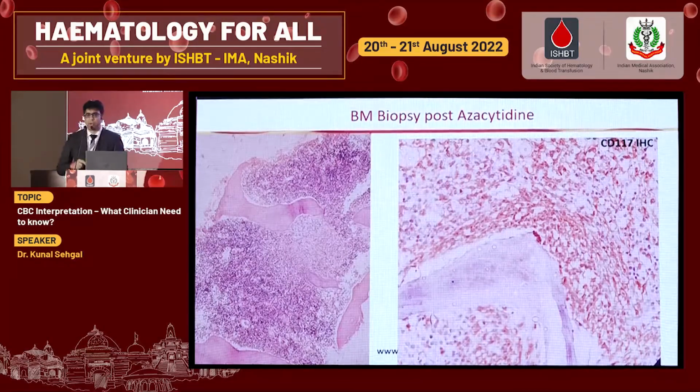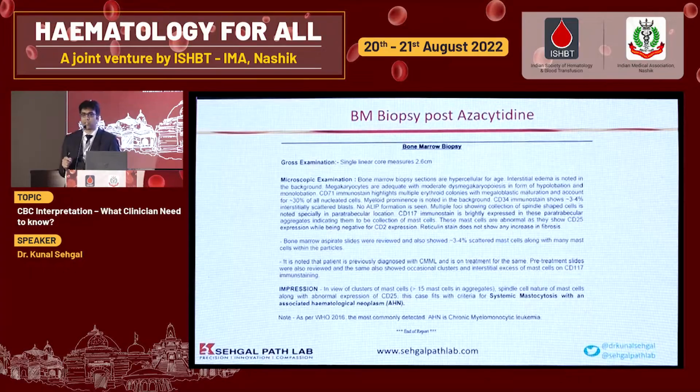So at this point, we had already ordered next generation sequencing for all mutations. We had ordered cytogenetics, and we had this potential of mastocytosis. So you need spindle cells. These spindle cells were positive for CD25.